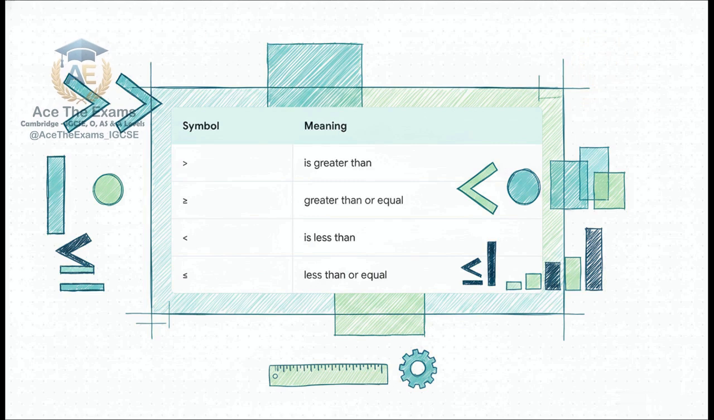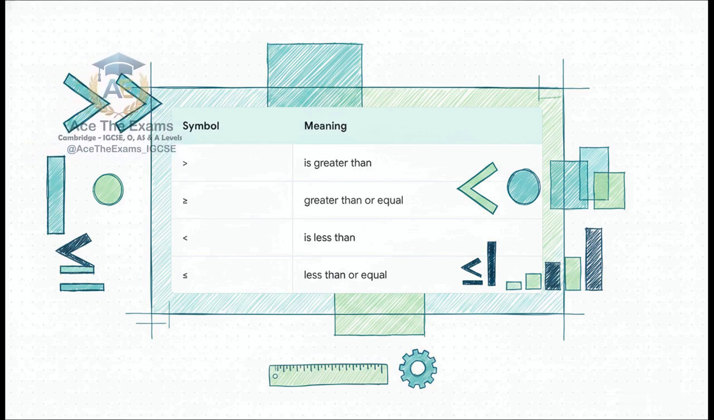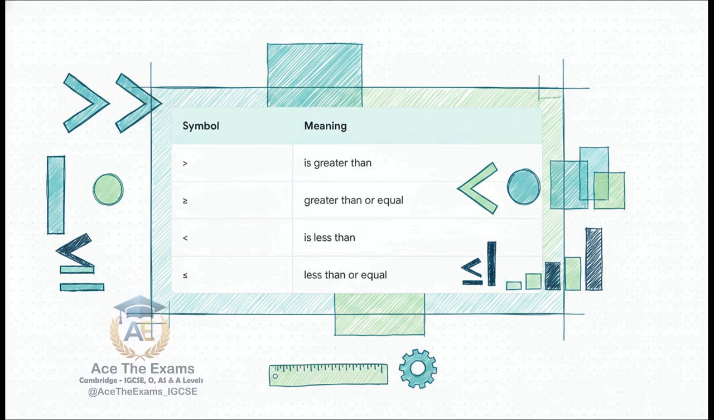The second symbol adds a little horizontal line underneath. That line is actually half of an equal sign, so this means is greater than or equal to. If x is greater than or equal to 5, then 5 is perfectly acceptable. Moving down, the symbol pointing left means is less than. And finally, with the line underneath, it means is less than or equal to.